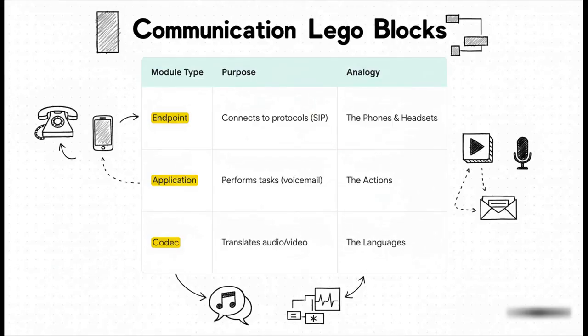The best way to think about this is like communication Legos. Seriously, you have all these different types of blocks for different jobs. Endpoint modules, those are like the phones and headsets. They connect to things like SIP. Then you have application modules, which are the actions, things like playing an audio file or sending a call to voicemail. And finally, you've got codec modules, which are the universal translators, handling all the different audio and video languages.